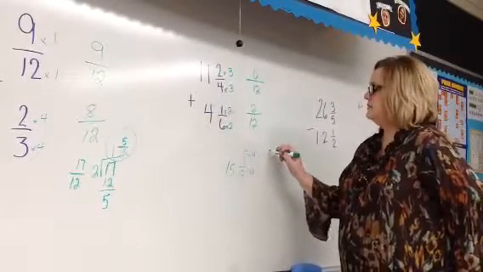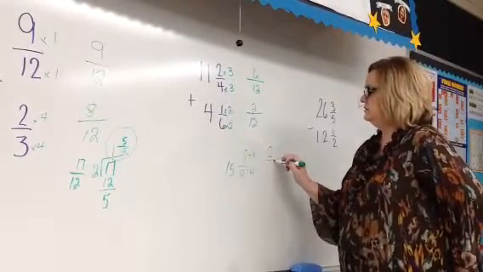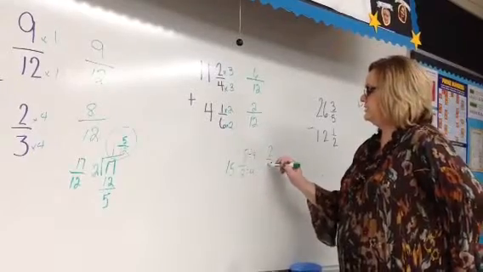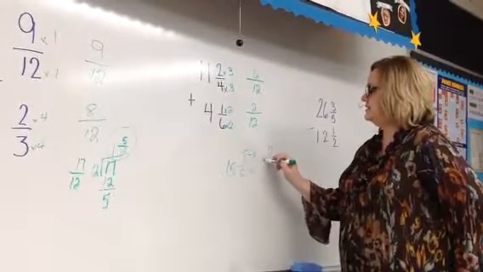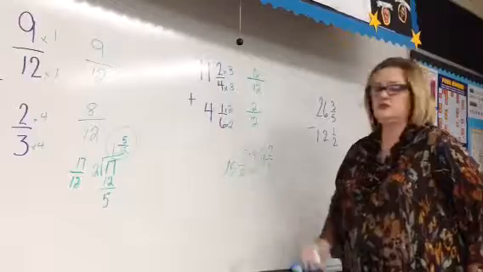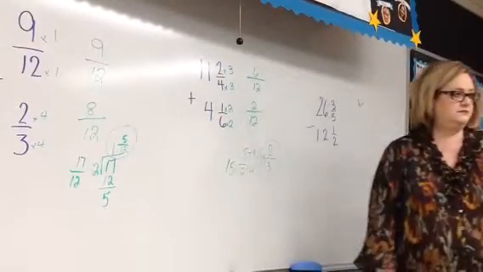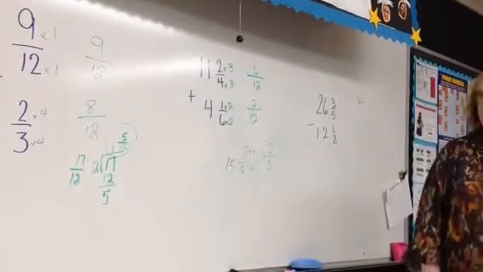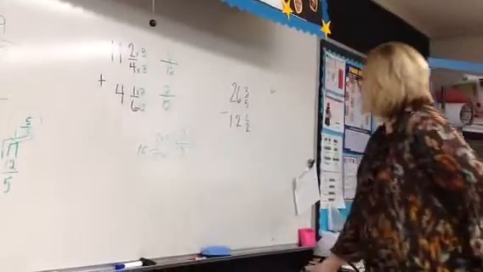So 8 divided by 4 is 2. 12 divided by 4 is 3. So my final answer is 15 2/3. Okay? Now let's do a subtraction.